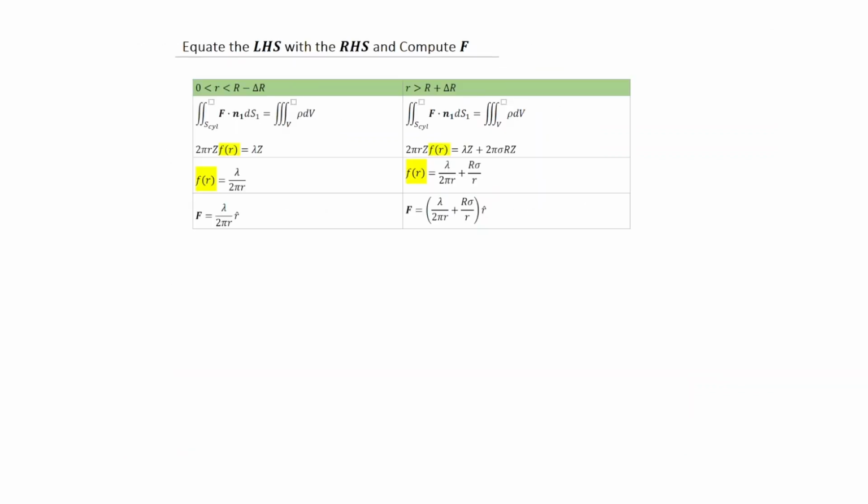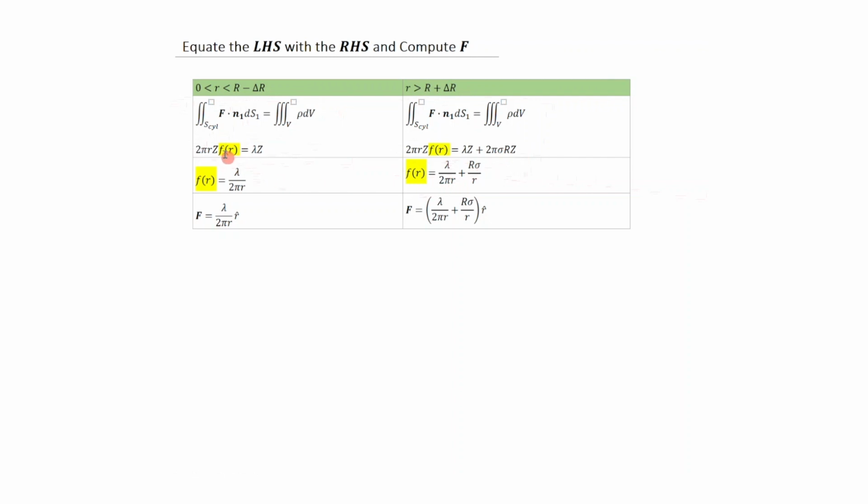So the next step is to make the substitutions and equate the left-hand side with the right-hand side and compute the field F. Here we have taken from the previous slide the expressions for the case 0 less than r less than capital R minus delta R. We obtained this result, 2 pi r z F of r, and on the right-hand side we had lambda z. So this corresponds to this side, and this corresponds to this side. For the region r greater than capital R plus delta R, we had this result. The left-hand side, of course, doesn't change. It equals lambda z plus 2 pi sigma R z.